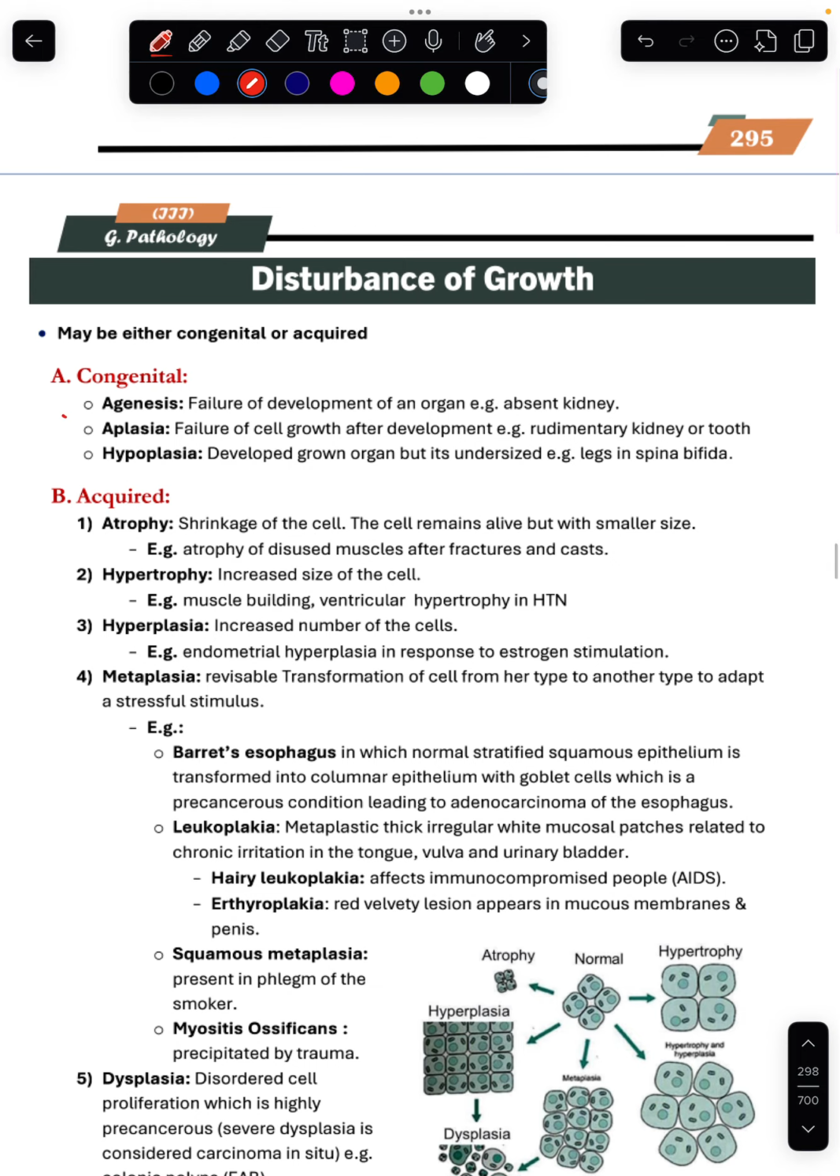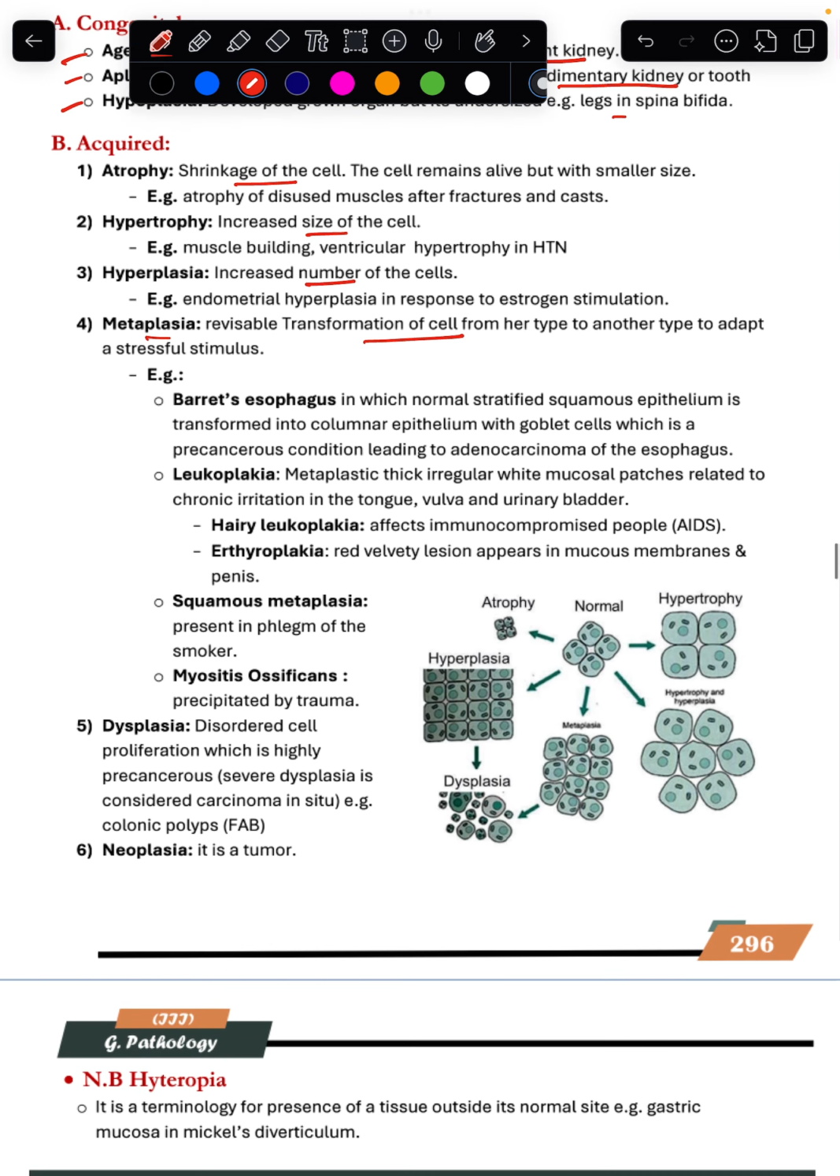This can be agenesis, aplasia, hypoplasia, failure of development: absent kidney is aplasia, rudimentary kidney is hypoplasia. Atrophy is shrinkage of cells, hypertrophy is increase in size of cells, hyperplasia is increase in number of cells, metaplasia is transformation of one type to another, such as squamous stratified to columnar epithelium with goblet cells. This is the question.